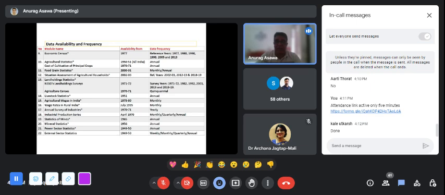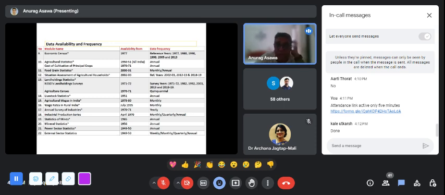But data is available. Let's say you want to see how assets, that is the number of fridges, TVs, buffalo, cows, cycles, have been changing over the period. You can take the time series data and with that analysis can be done.